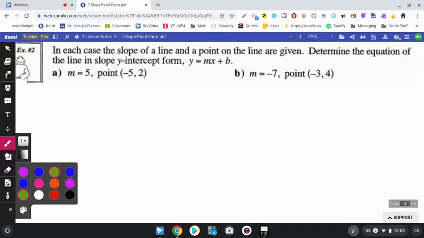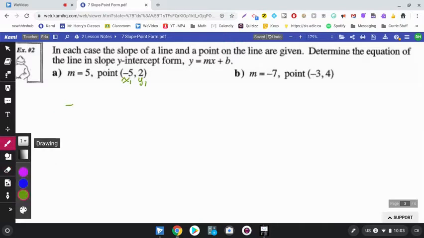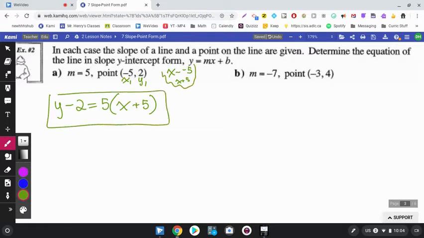So in this one, if I have a point and I have the slope, m is 5. You have your x1, y1. The equation of that line is y minus your y value. So y minus 2 equals the slope of 5 times x minus your x value. Well, that would be x minus -5 or x plus 5, right? That's how I got the x plus 5. So that's the equation of the line. If I just asked you to find the equation of the line, there it is.